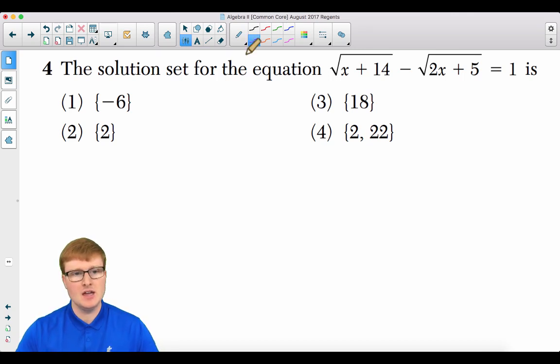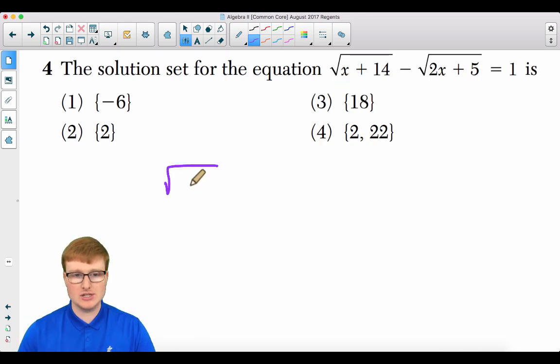Let's go ahead and give it a try. So the solution set for the equation, the square root of x plus 14 minus the square root of 2x plus 5 equals 1, is what? So we have to get rid of these square roots, ladies and gentlemen. We cannot solve for x when it's locked underneath a square root.